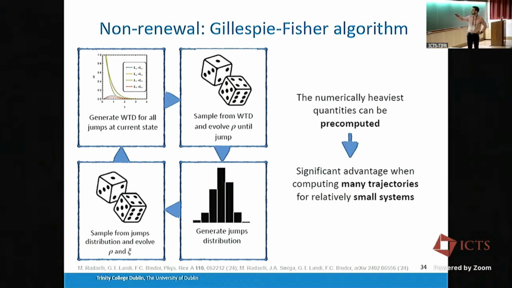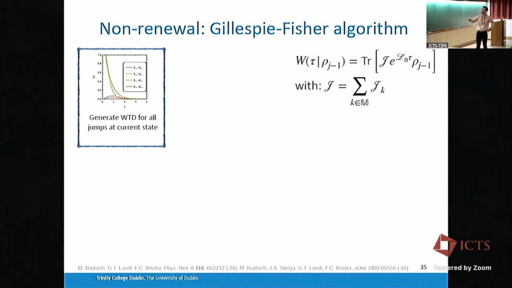And the advantage of it is that we can pre-compute some of the quantities in this and store them, which means this works well for small systems. Afterwards, we run out of storage. But as long as we can store these quantities, we can compute this efficiently. And let me show you how this works. So the first part is we generate this waiting time distributions at the current state.